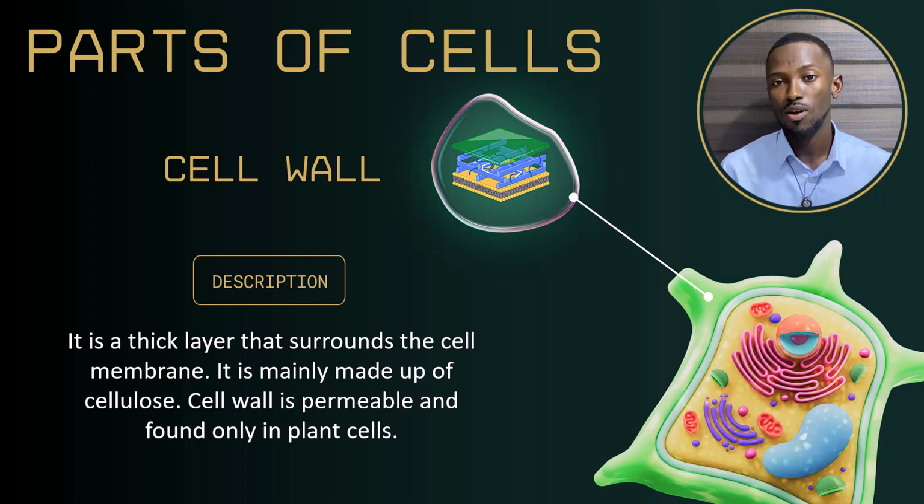But mind you, bacteria also have their own cell wall that is made up of peptidoglycan. But that's not what we are interested in. We are talking about the cell wall of plants that are made up of cellulose. And animal cells do not have cell wall. So that's a fundamental level description of a cell wall.